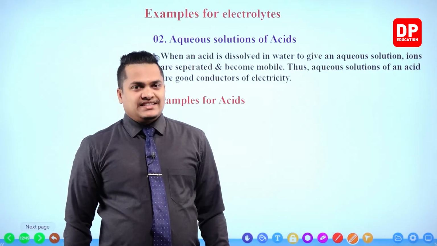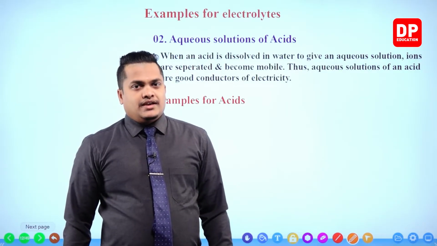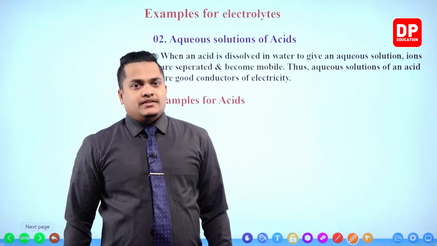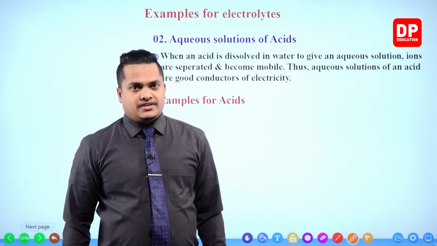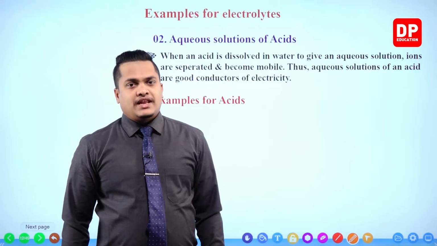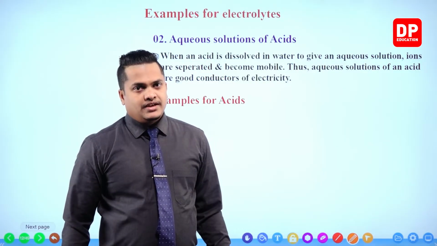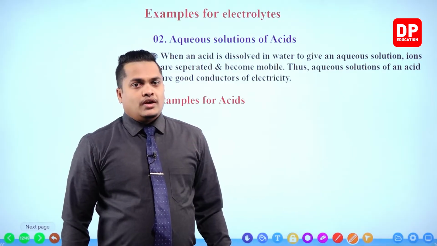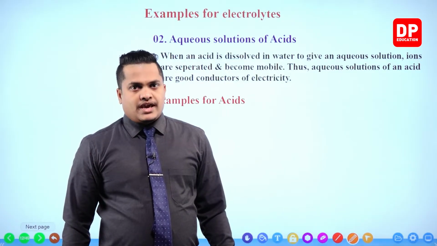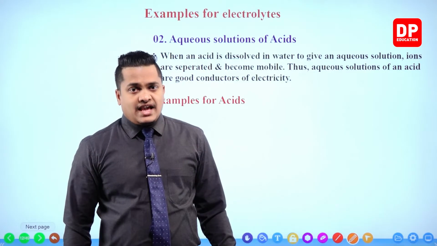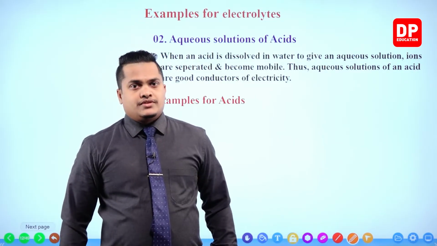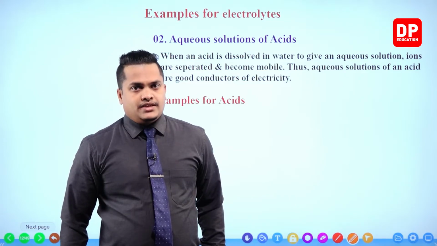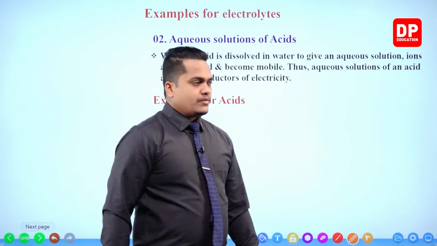So when you mix acid with water, what will happen? It will have mobile ions, like in the previous case. So these mobile ions will have the ability to conduct electricity, right? Therefore, aqueous solutions of acids have the ability to conduct electricity.